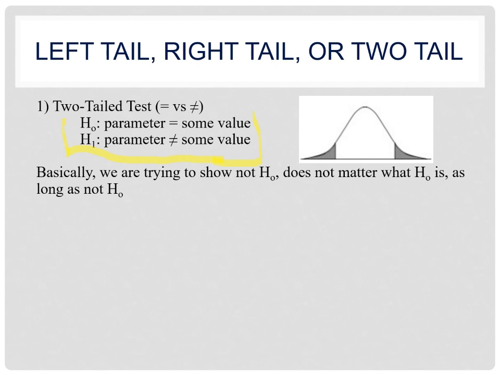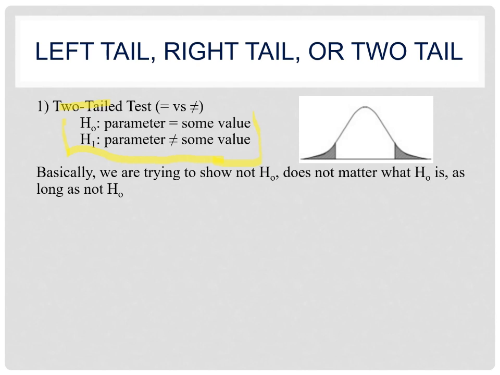So we're going to replace parameter with things like mu and p, and some value with the appropriate value for the question. But the idea here is to look at the difference between these two statements. H0 is equal to, H1 is not equal to when it's a two-tailed test. Other than that, we're going to use the same parameter, same value. We're just going to change the sign.